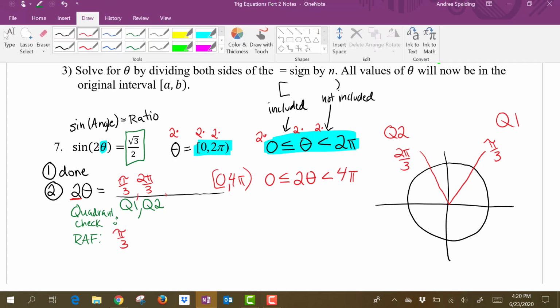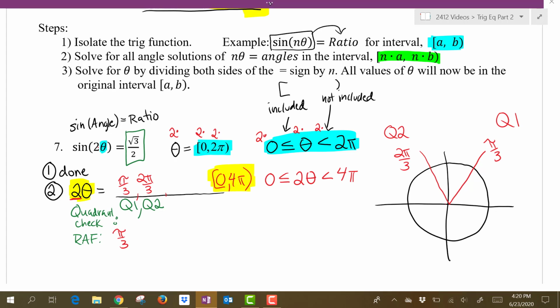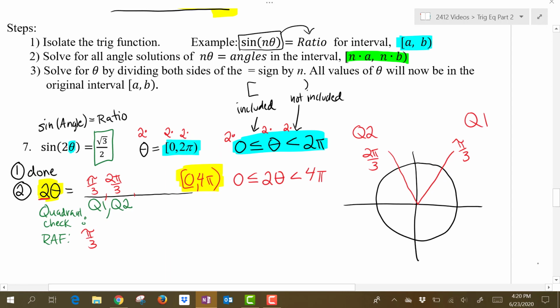Now the key for this, and where we have to keep going back to, is that we're asked to solve for 2 theta within the given interval 0 to 4 pi. Now that's not just one time around the circle, right? That's twice around the circle. So in order to capture all possible solutions for 2 times around the circle, we need to find coterminal angles.